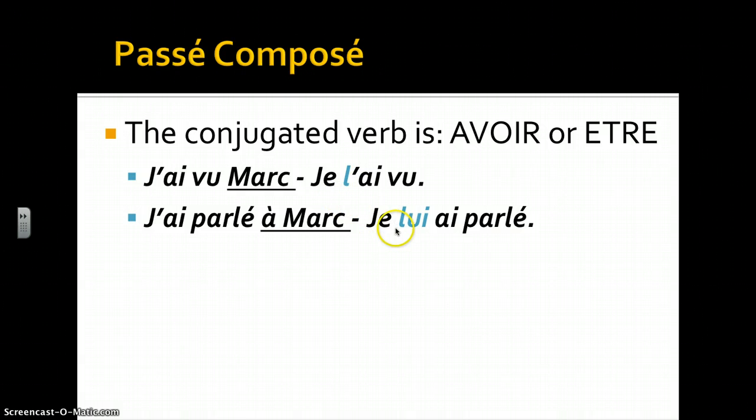Now here's an example with an indirect object pronoun. Okay, j'ai parlé à Marc. That key à there tells us I need an indirect object pronoun. Still goes in the same place. Je lui ai parlé. Je l'ai vu. Je lui ai parlé.